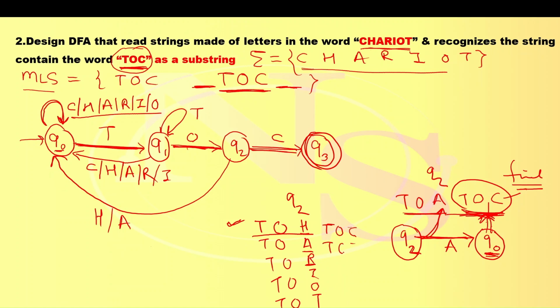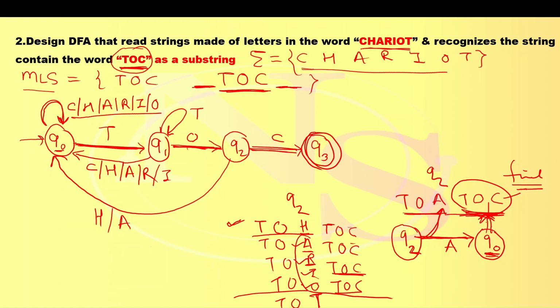We need to consider the positive case. And this positive case transition should go to the final state. Okay. So what are the other symbols? H is covered, A is covered. For R, same. See, up to this, it's the same. For the last case, I will explain to you. But H is covered, A is covered. For R, TOC may come. For I, TOC may come. For O, TOC may come.